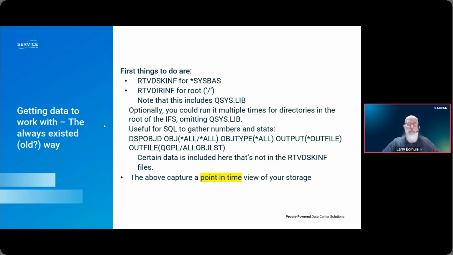You could also use the command Display Object Description into an output file. That does give you a few bits of information that are not in Retrieve Disk Information. But remember, and I'll point this out several times, this is a point in time. So if you run this at 2 o'clock on Sunday morning, it will be telling you what your system looked like at 2 o'clock on Sunday morning.